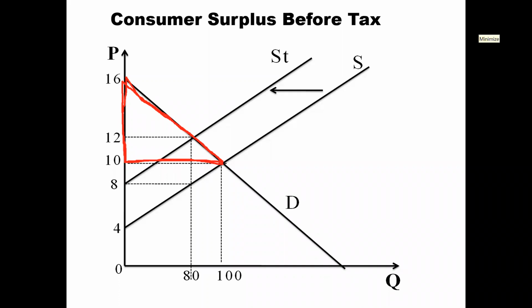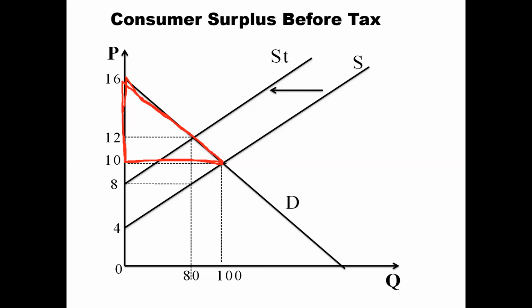16 minus 10 into 100 divided by 2. Okay, right. The values are okay. I need the theoretical equation. Jamila, theoretical equation to calculate consumer surplus. Maximum price minus equilibrium price into equilibrium quantity divided by 2.